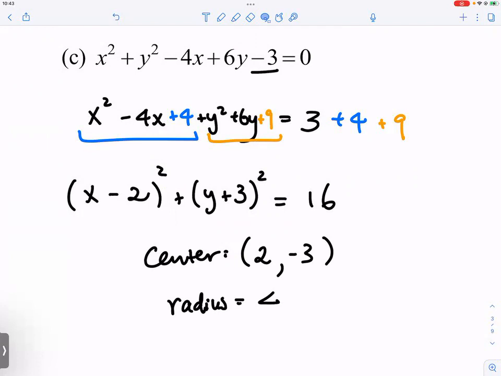Common mistake number 1. They forgot to write down the square. They wrote down the parentheses, but they forgot to write down the square. Common mistake number 2. They forgot that there's an addition sign in between those 2 parentheses.